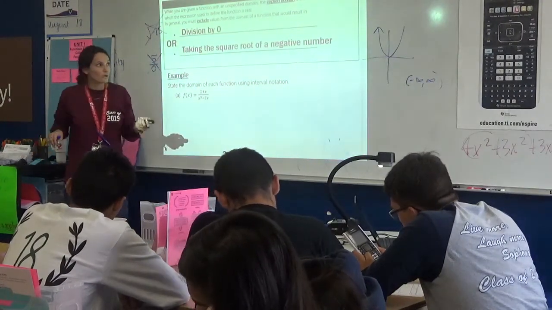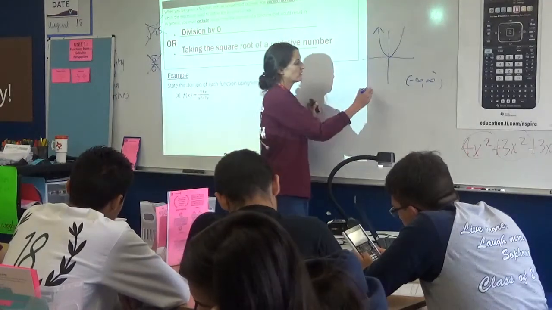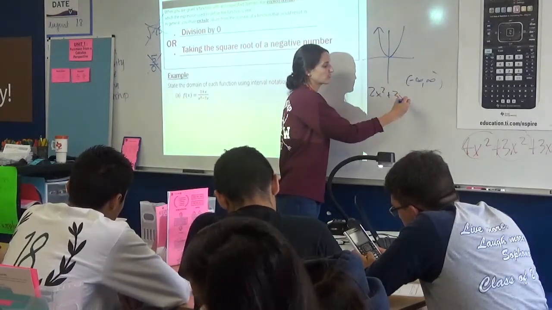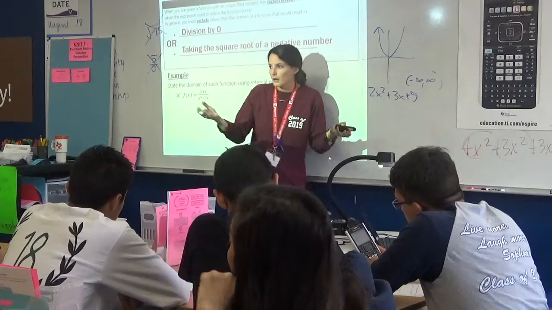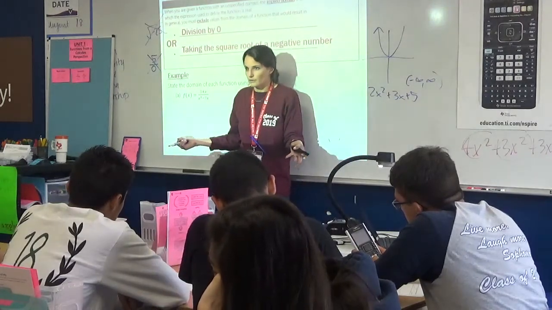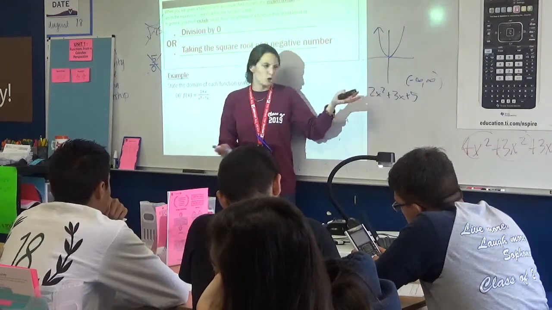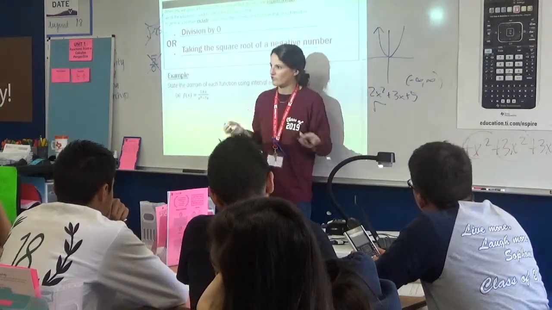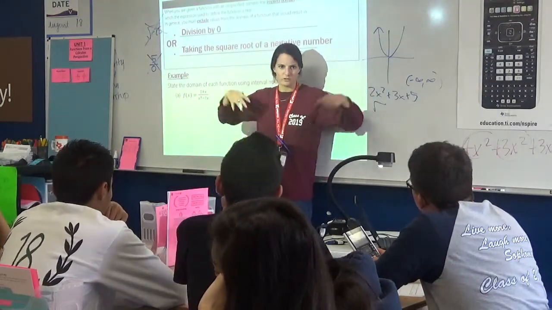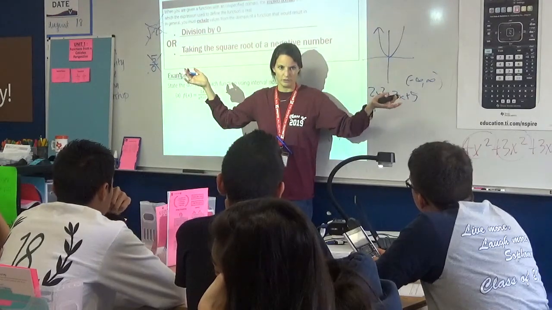When we had things like 2x squared plus 3x plus 5, there was no division by 0 that was going to happen because there wasn't even a denominator, right? And there were no square roots, so we weren't going to have the square root of a negative number, so that's why we were good to go, all real numbers.